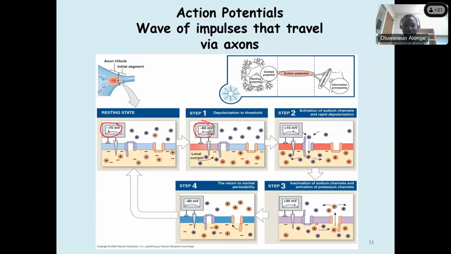What will happen is that the sodium leak channel is going to open. When the sodium channels are activated, once the sodium channel opens, what's going to happen? A lot of sodium ions go into the cell. When sodium ions go into the cell, this channel is open.